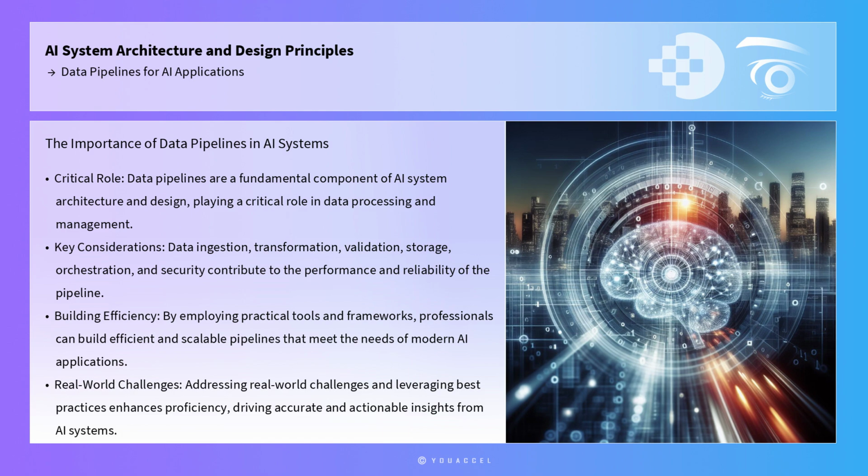In conclusion, data pipelines are a fundamental component of AI system architecture and design, playing a critical role in data processing and management. By employing practical tools and frameworks, professionals can build efficient and scalable pipelines that meet the needs of modern AI applications. Key considerations include data ingestion, transformation, validation, storage, orchestration, and security, each of which contributes to the overall performance and reliability of the pipeline. By addressing real-world challenges and leveraging best practices, organizations can enhance their proficiency in this domain, ultimately driving more accurate and actionable insights from their AI systems.